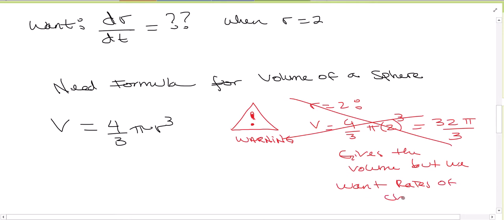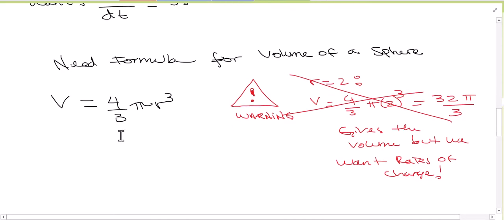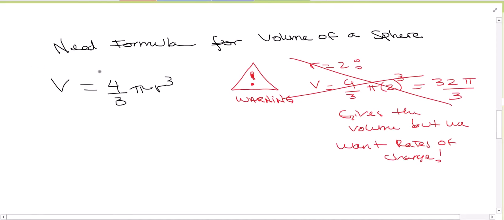So don't plug anything in until you have taken the derivative. So that is my warning. So let's go back to our formula for the volume. How do I get a rate of change in here?